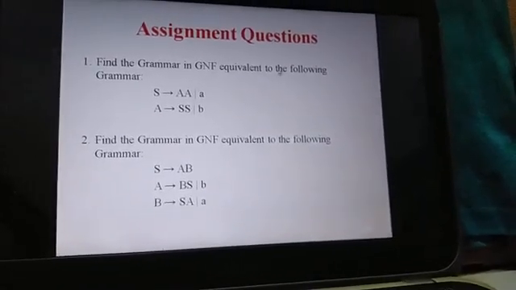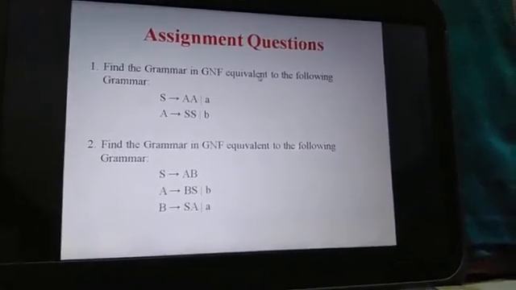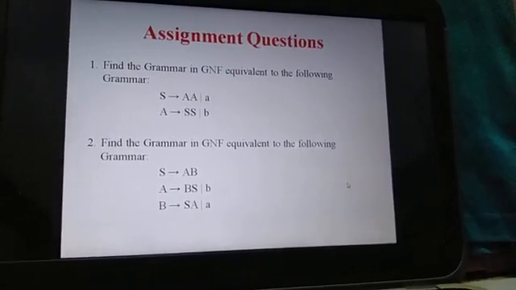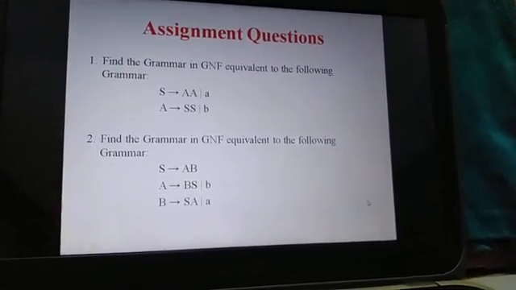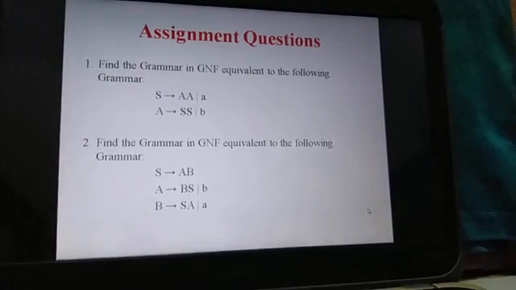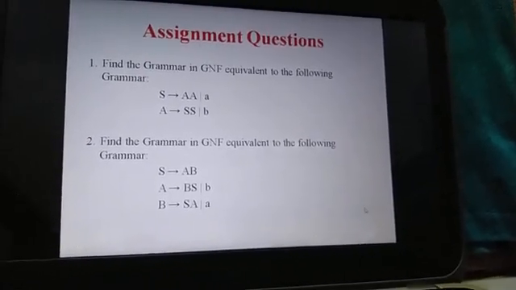So these are some of the assignment questions which are based on your RTO exam paper. So you need to solve these questions and send it to me through email in the next 2 days.